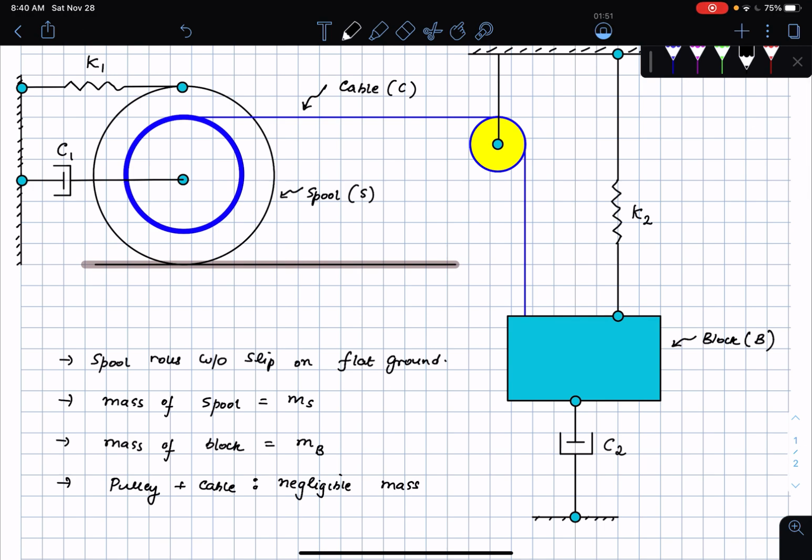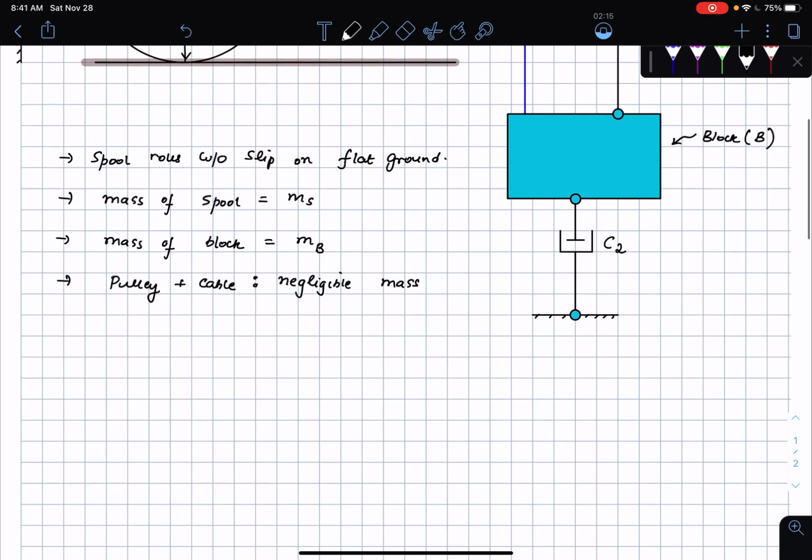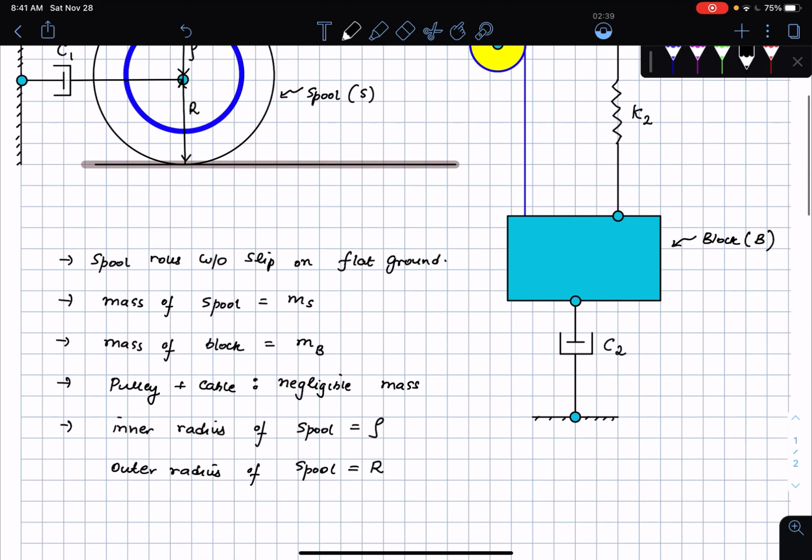Okay, so the outer radius is going to be R. That's going to be R, and then this distance here, let's call that a distance rho. Okay, let's make sure that this is indeed straight. Okay, that looks pretty straight. So that is going to be called rho. Okay, so inner and outer radius are given to us. Radius of the spool is rho, and then the outer radius of the spool is capital R. Okay, damping coefficients are given to us, C2 and then C1.